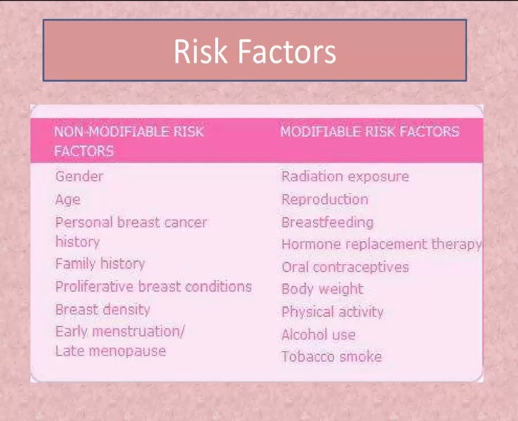Non-modifiable risk factors and modifiable risk factors. Non-modifiable risk factors include gender, age, personal breast cancer history, family history, proliferative breast conditions, breast density, early menstruation, late menopause. Modifiable risk factors include radiation exposure, reproduction, breastfeeding, hormone replacement therapy, oral contraceptives, body weight, physical activity, alcohol use, tobacco smoke.